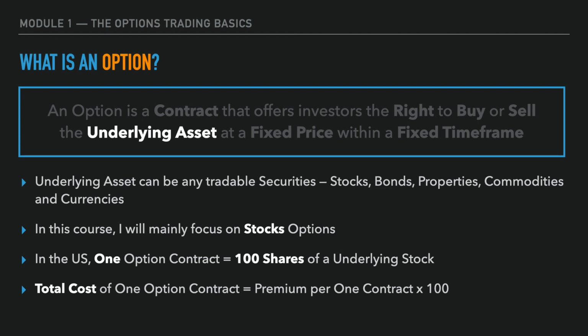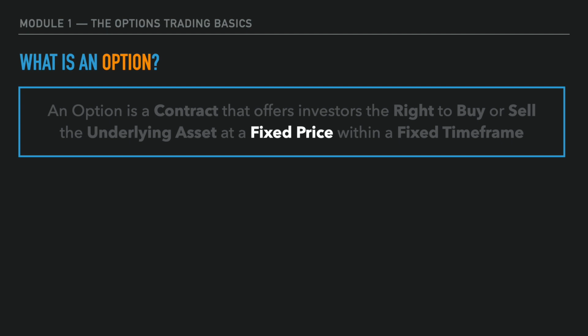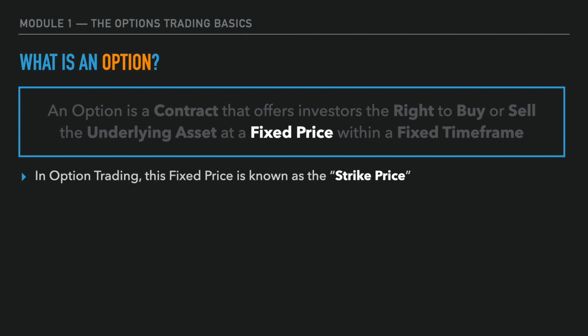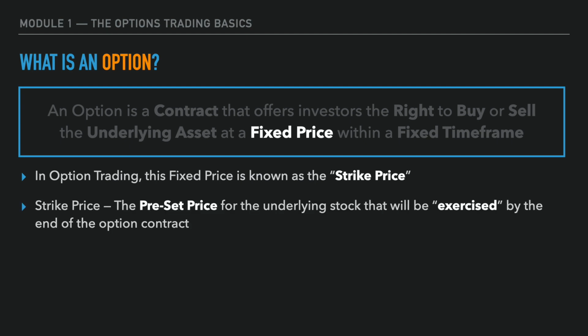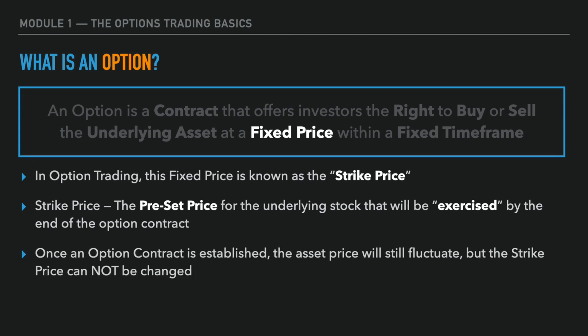The total cost of one option contract is equal to the premium of that one contract, which is traded in the public options market based on supply and demand, multiplied by 100, simply because it covers 100 shares. Every underlying asset has a market price and it keeps fluctuating. One of the key features of trading options is that it allows traders to fix a desired preset price that they're willing to pay for the underlying assets when they put on a trade. That fixed price is also known as the strike price. A strike price is basically the preset price for the underlying stock that will be exercised by the end of the option contract. Once an option contract is established between a buyer and a seller, no matter how much the underlying asset price keeps moving, the strike price will not be changed.